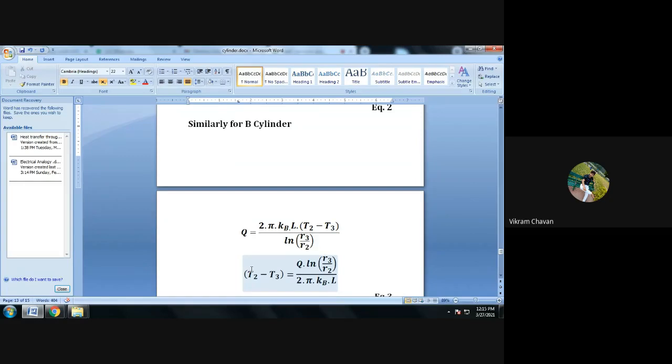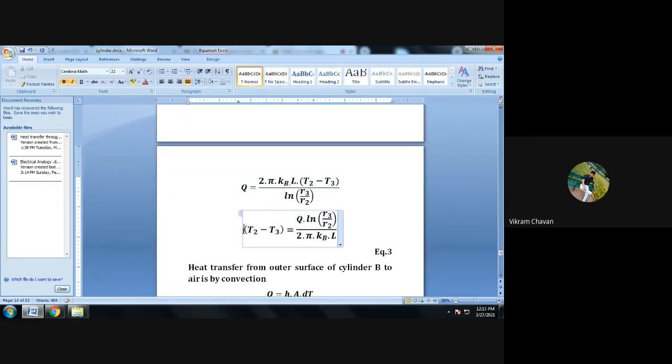Now we have to convert this equation in the form of a temperature difference, keeping T2 minus T3 on one side and shifting all other terms to the other side: T2 minus T3 is equal to Q multiplied by ln of R3 divided by R2, whole divided by 2 pi K suffix B multiplied by L. So we have used the same equation and changed the suffix according to cylinder B. That will be our equation number 3.